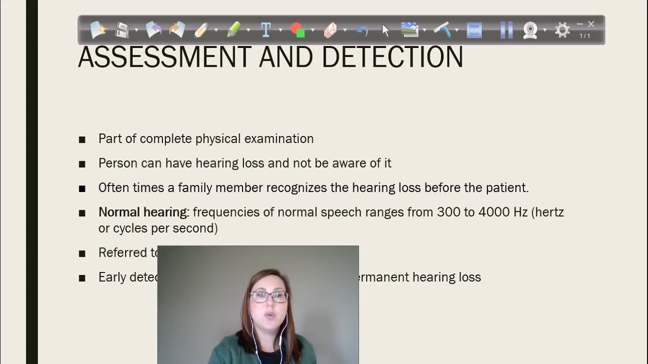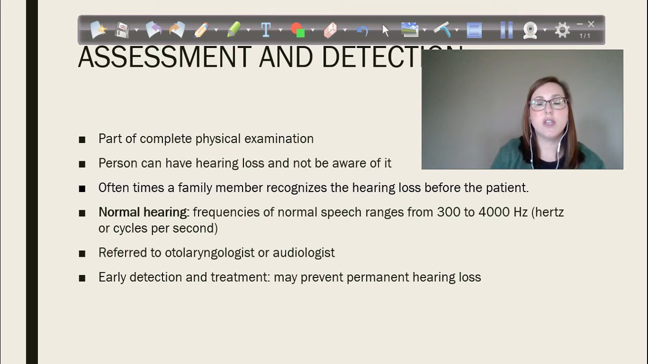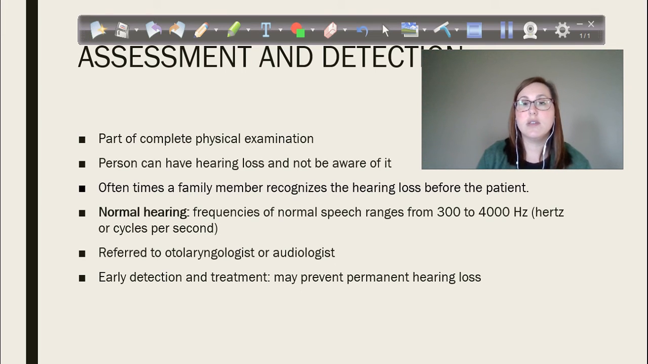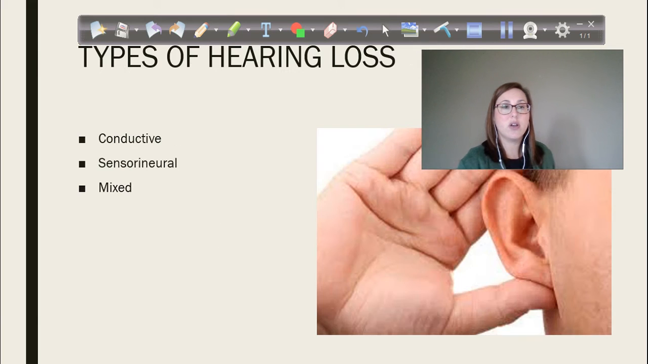Hearing acuity. So this is part of the complete physical exam. Patients who have hearing loss may not be aware that they do, and usually it's a family member that recognizes it before the patient. Normal hearing, the frequencies of normal speech range from 300 to 400 hertz, or cycles per second. I would maybe make a note of that just to remember it. If someone does have hearing loss, they might be referred to an otolaryngologist, an audiologist, also like an ear, nose, and throat doctor. Early detection and treatment can help prevent hearing loss.